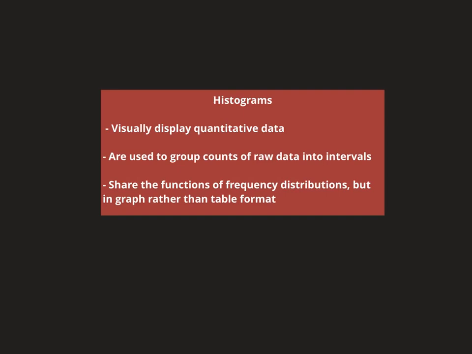Histograms are used to group counts of raw data into intervals. This is the same function that we see in frequency distributions, but the histogram is in graph form rather than table form. Therefore, when you have quantitative data, you have the option of either creating a frequency distribution to group and show counts of data, or a histogram to group and show counts of data. It really depends on which one you prefer and the audience to whom you're going to share the information. If your audience is comfortable and used to seeing things in graph form, the histogram is a good option.